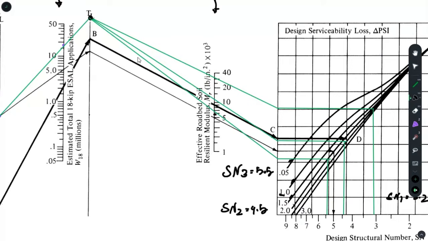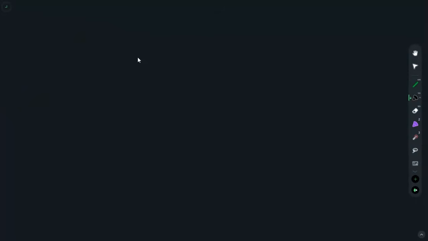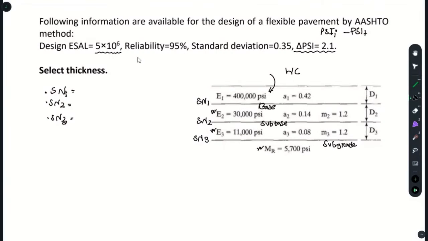So let's go back to the problem. Well, now you have SN1 3.2, SN2 4.5, and SN3 5.5. Now the question is, how can you find out the depth? So which is our main target? So you have an equation that is SN equals A1 D1 plus A2 D2 M2 plus A3 D3 M3.